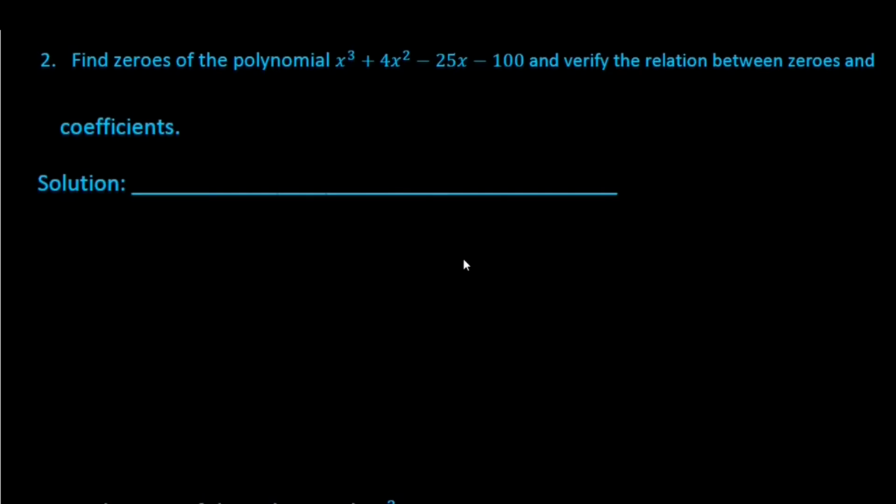Now let us go to the second one. Find the zeros of the polynomial x cube plus 4x square minus 25x minus 100 and verify the relation between zeros and coefficients. So p of x given is x cube plus 4x square minus 25x minus 100.